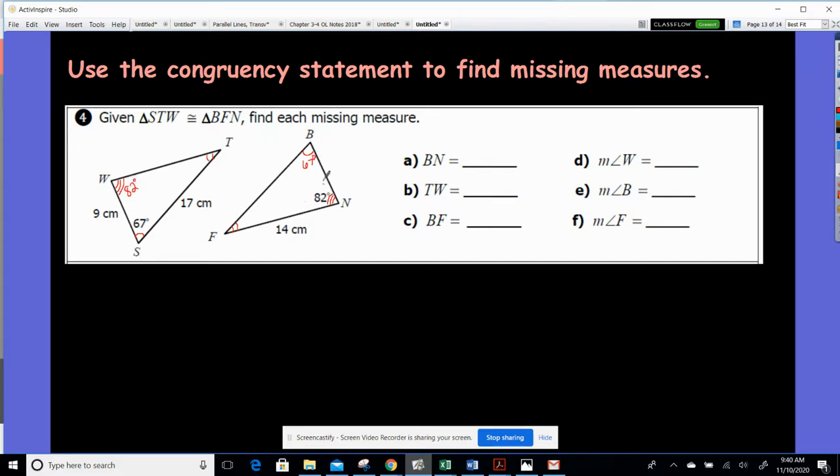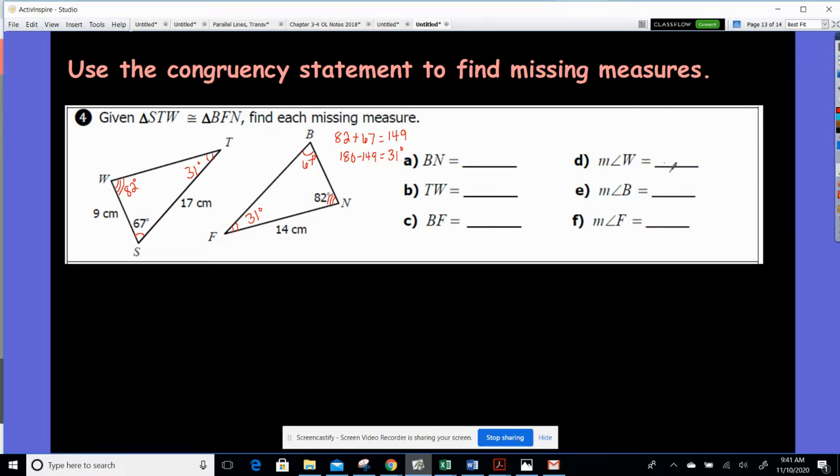So we have 2 angles in both of these triangles, so we know that we can find that third angle by adding up the 2 angles that we know, 82 plus 67, which would give us 149, and we can subtract that from 180, and that would give us 31. So this angle is 31. And this angle is 31. All right, so we know all the angles.